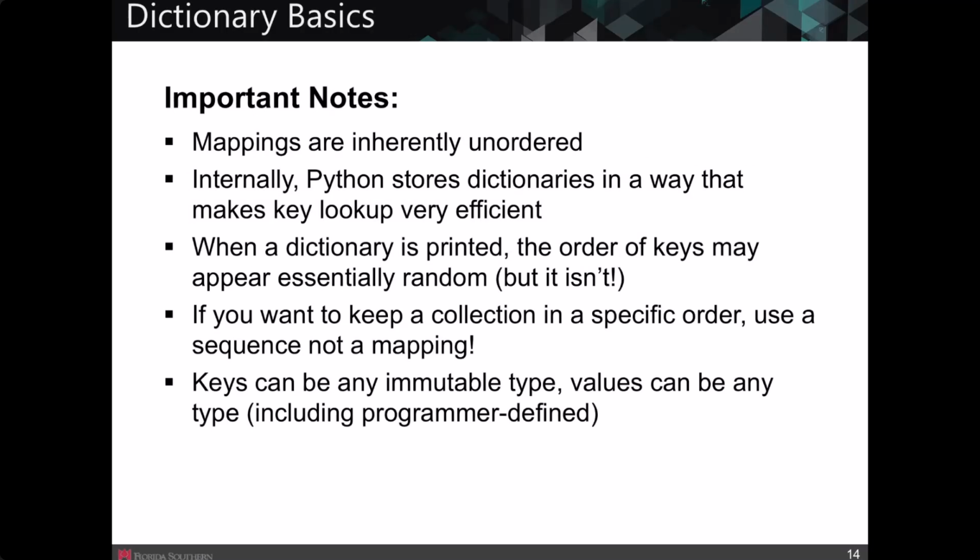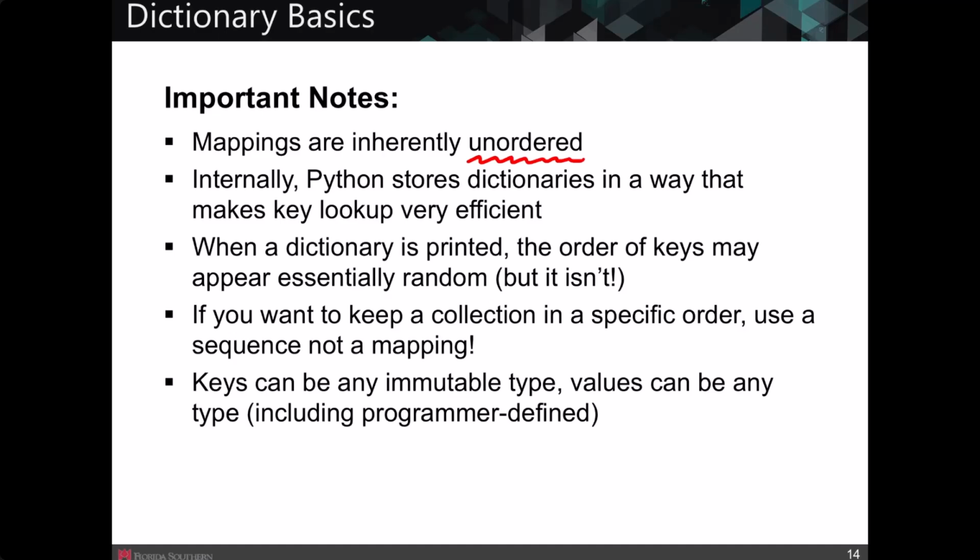Some important notes. Mappings are inherently unordered. There is no sense of like what comes first or what comes last. Internally, Python's going to store those dictionaries in a way that makes the lookup very efficient. When the dictionary is printed, the order of keys may appear random, but it truly isn't. If you wanted to keep a collection in a certain order, you would need to use a sequence like a list, rather than a mapping.